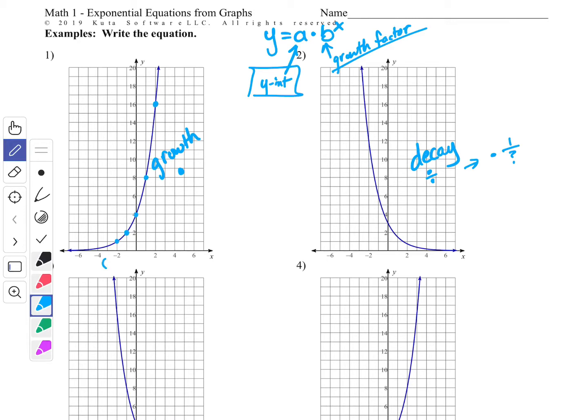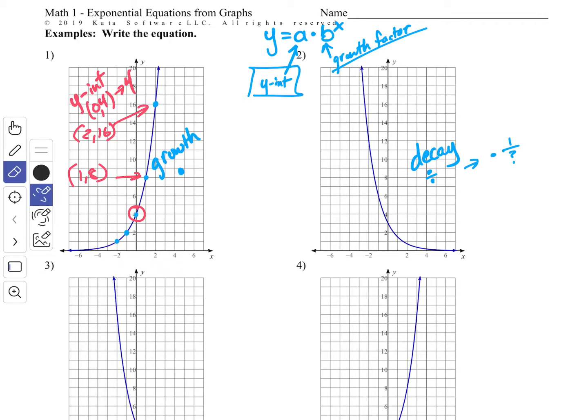So if we look at number 1, I would plot this point, -2, 1, then -1, 2, then 0, 4, which right off the bat, we should see that's our y-intercept, right? So y-intercept is 0, 4, or we just call it 4, for the graph. Then the point 1, 8, and 2, 16. Okay, since I'm moving to the right one, really what I want to focus on is that growth.